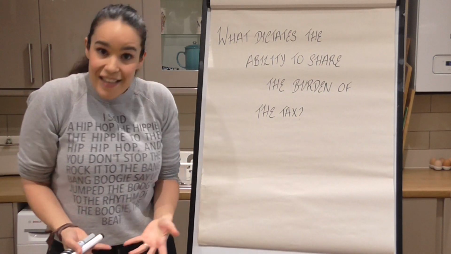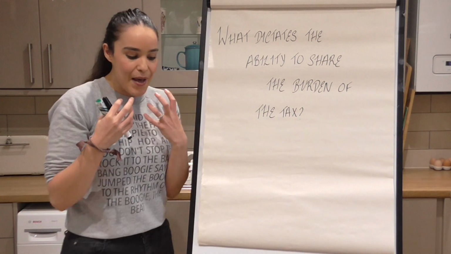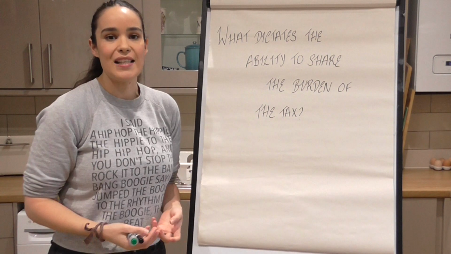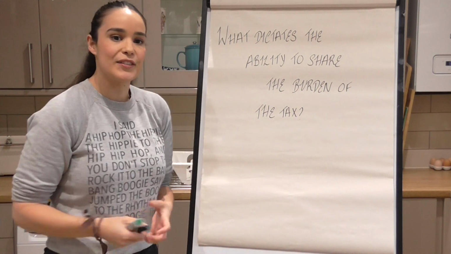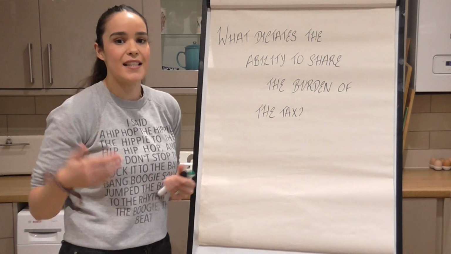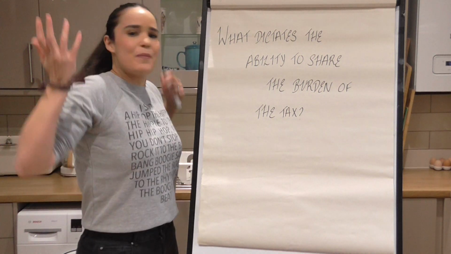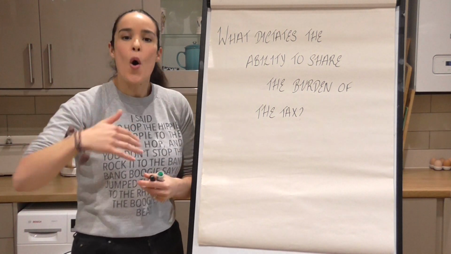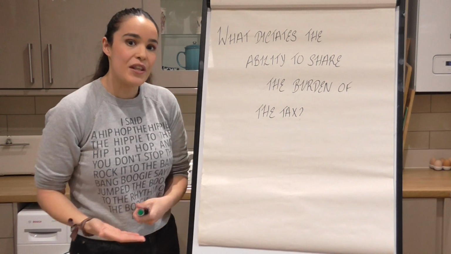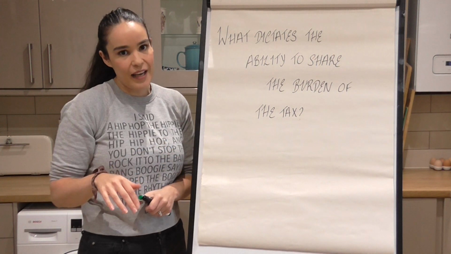So what dictates this? What makes the producer be able to pass on the burden of the tax, right? What means that if I get taxed, say I'm running like a small business, and I get taxed, I'm like, I don't want to pay that, I want to pass it on to my consumers. What means that I'm able to do that, or I'm not able to do that?